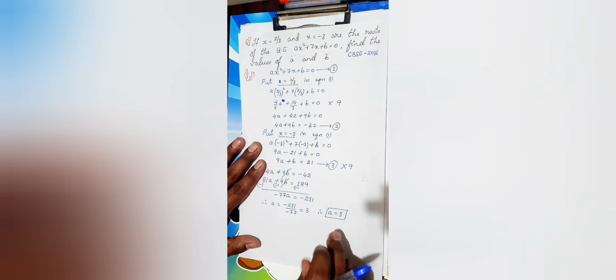Now substitute the value of a into any one equation, and you will get the value of b. Take equation 3: 9 times a, that is 3, plus b is equal to 21. 9 3s is 27 plus b is equal to 21. Therefore, b is equal to 21 minus 27, so b value is equal to minus 6. So I have a value as 3 and b value as minus 6.